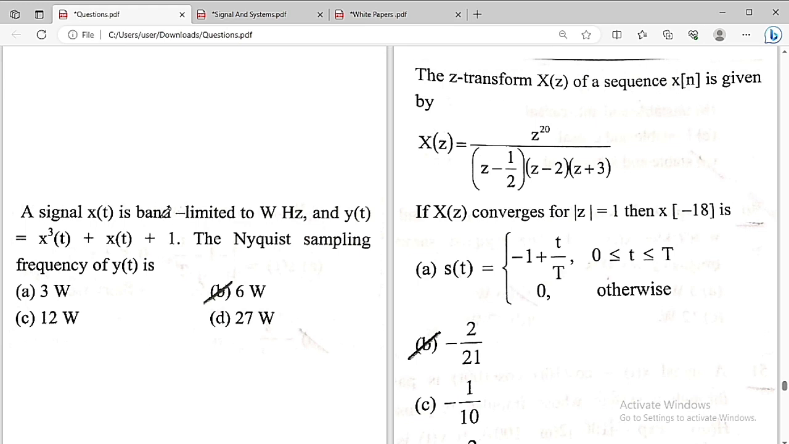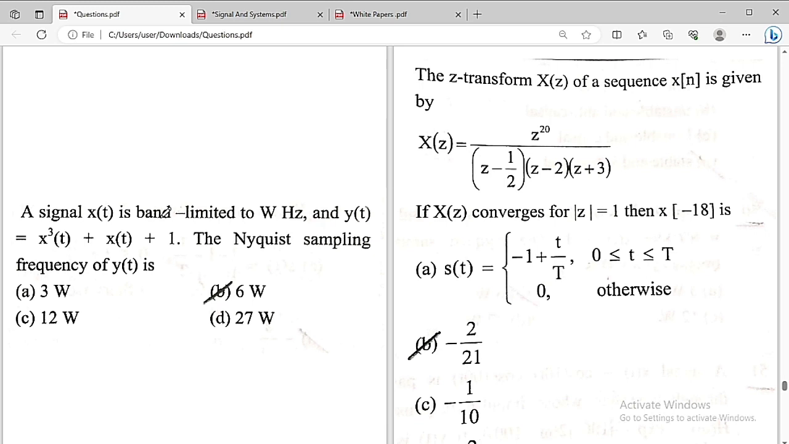See the question here. A signal x of t is band limited to W hertz and y of t is equal to x of t whole cube plus x of t plus 1. The Nyquist sampling frequency of y of t is. So basically they have given a signal x of t. It's band limited to W hertz, meaning the maximum frequency present in the x of t signal is W hertz only. Then y of t is equal to x of t whole cube plus x of t plus 1. Then what is the Nyquist frequency? The Nyquist sampling frequency of y of t we need to find.